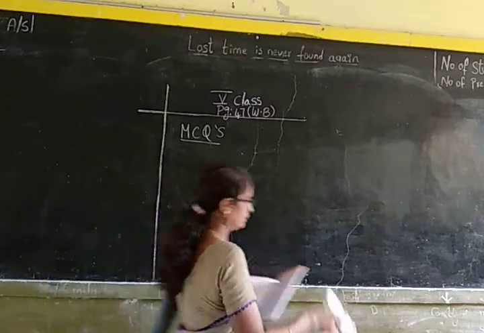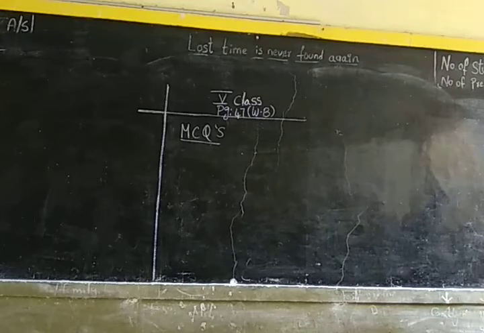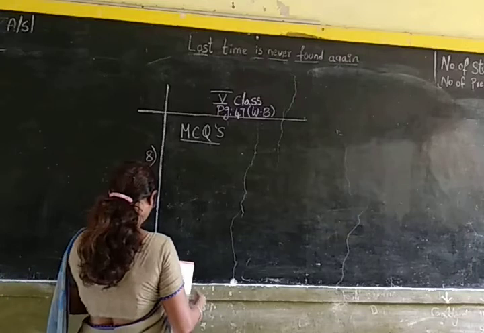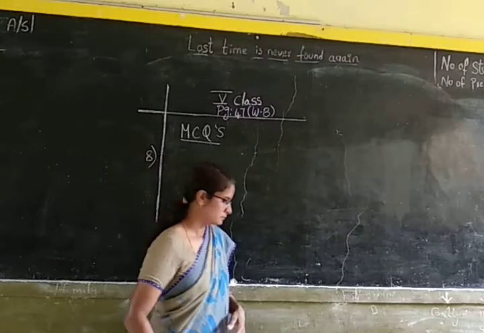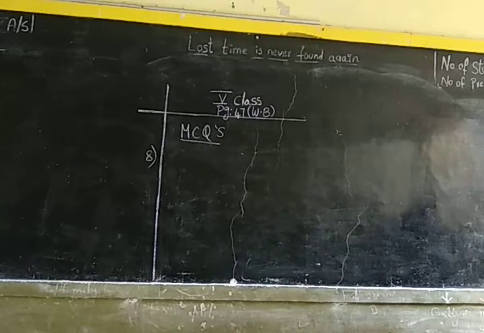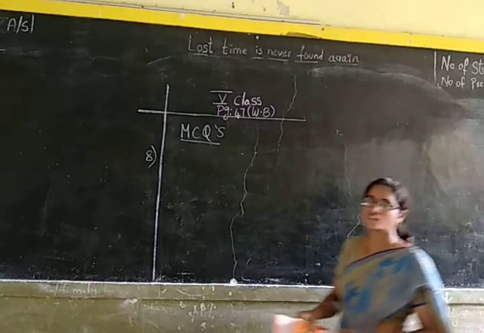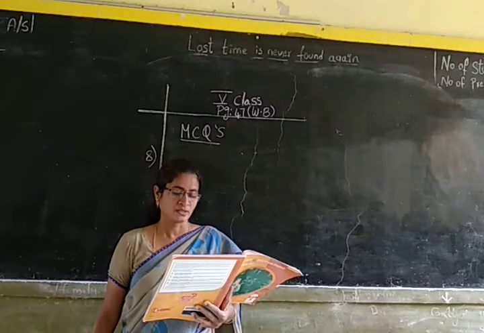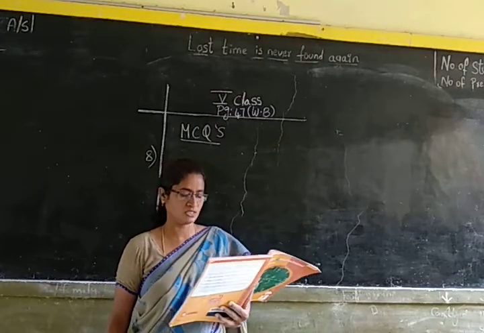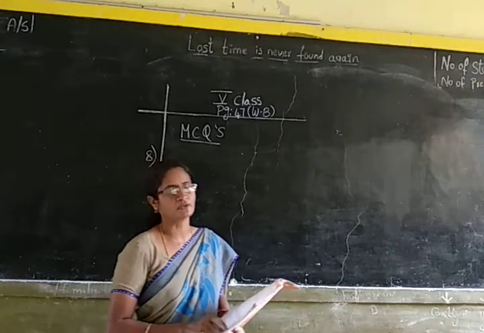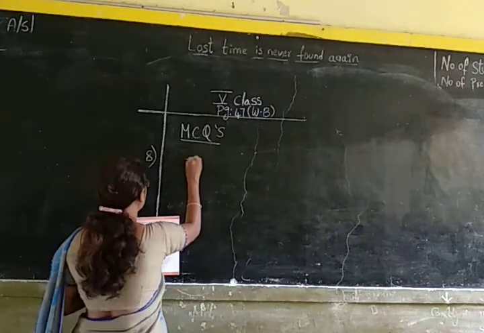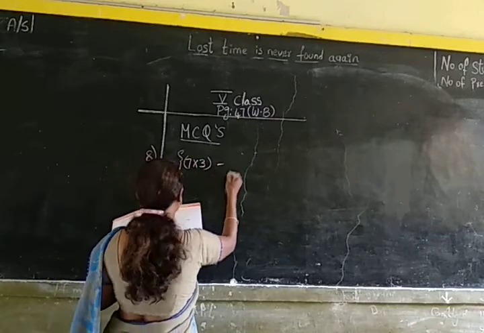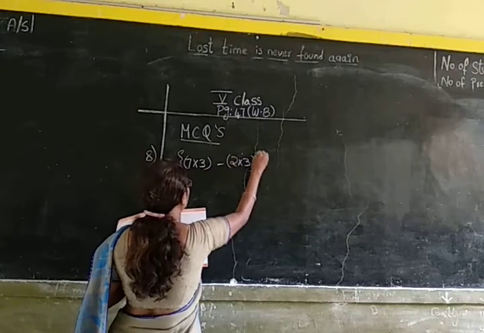Now let us do the 8th sum. Okay children, let us do the 8th sum. The answer of the expression 7 into 3 minus 2 into 3 is. Here also an expression is given and you have to find out the correct answer for the given expression. So 7 into 3 minus 2 into 3. Okay children.